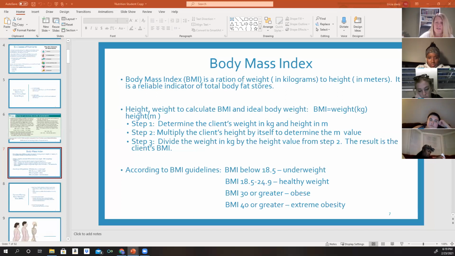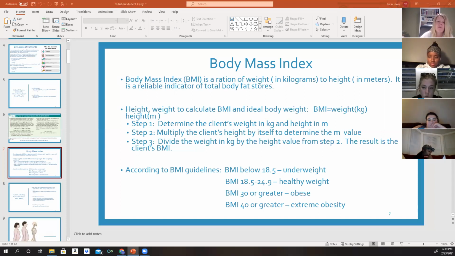So I'm not going to ask you to calculate a BMI. We all have access to that on the internet. We can just type it in and then plug in the numbers and it gives us the ratio, but it is good if you know how to do it. What I want you guys to be concerned about is what the guidelines of the BMI are.